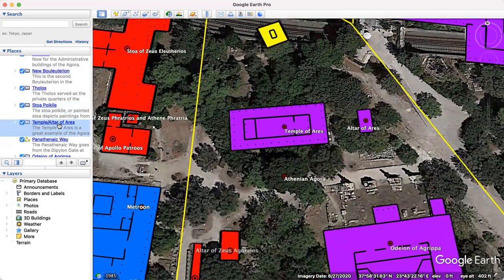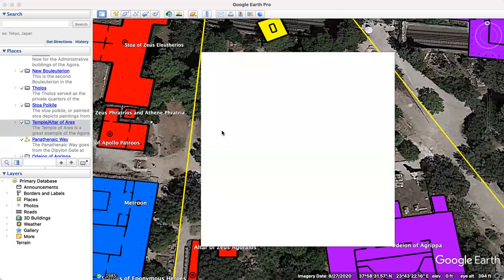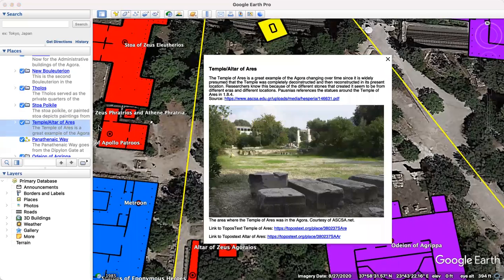Temple and altar of Ares. It'll be the last thing that I go into great detail on. The temple and altar of Ares have a funny story associated with them that I thought was worth mentioning, and that's the fact that it was completely rebuilt in this location. It was built somewhere else in a different location, and workers and sculptors completely took the building apart block by block and moved it to where it is currently now.